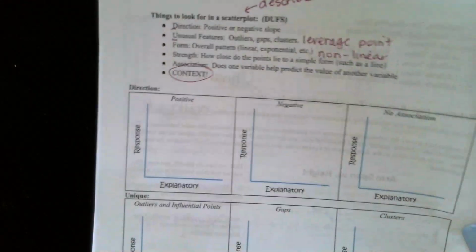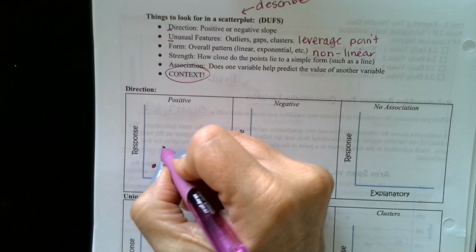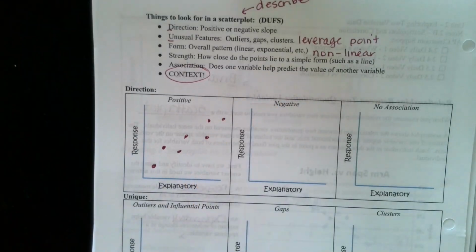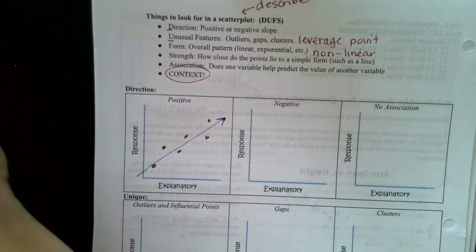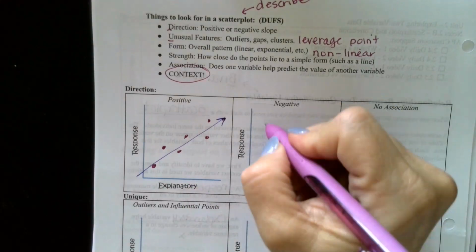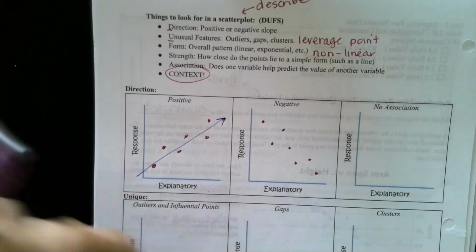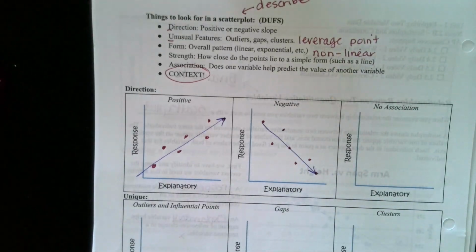Okay, so what do these look like? If I have something that's positive, that just means that the overall slope of the line is going to look positive. If I drew a line through this, it would be up, and all my values are going up. If I had something that was negative, obviously it's going to look like this, where I could draw a line through this, and I'm going to have a negative line.